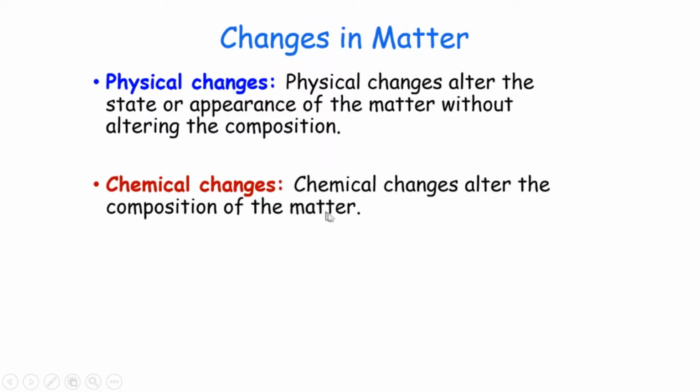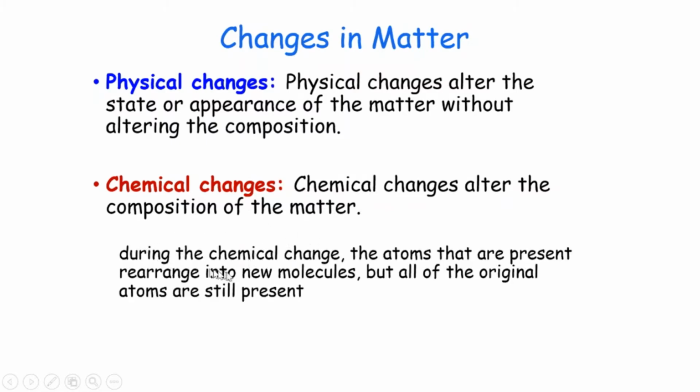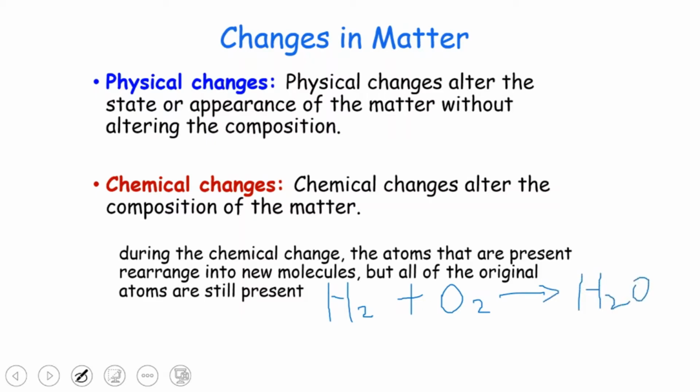Chemical changes do alter the composition of the matter. For example, during the chemical change, the atoms that are present rearrange into new molecules. But all of the original atoms are still there. For example, hydrogen reacting with oxygen molecules forming water.